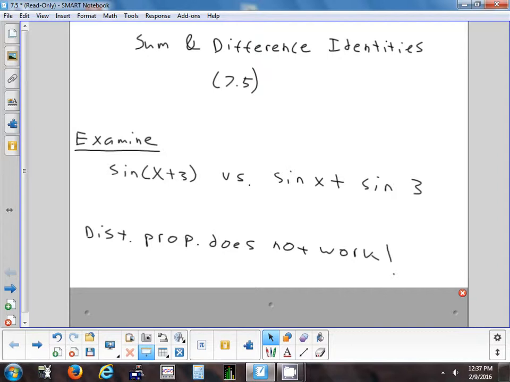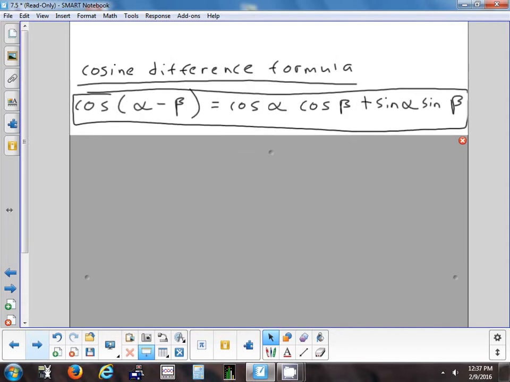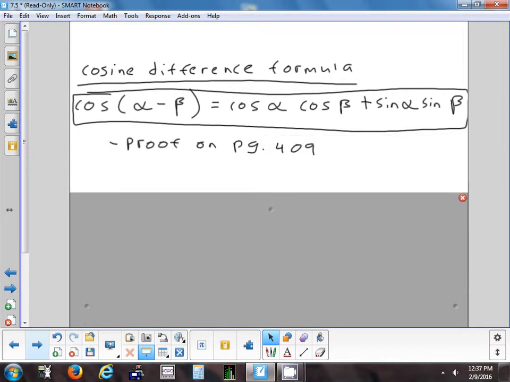Okay, the first formula I'm going to give you, it's rather difficult to prove. So I'll just give you the first one. And then the other formulas, at least two of them, we're going to prove using this one. Okay, but the proof of this is in your book on page 409. It'd probably take about 15 minutes to do the proof.